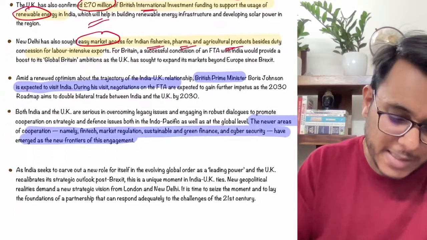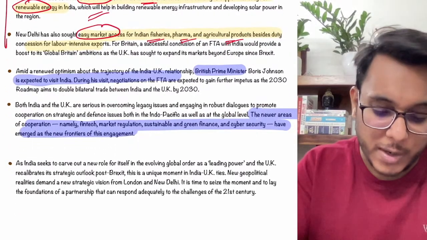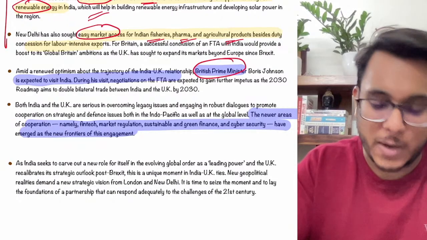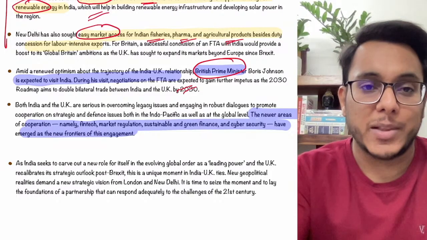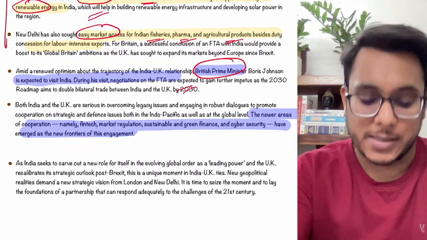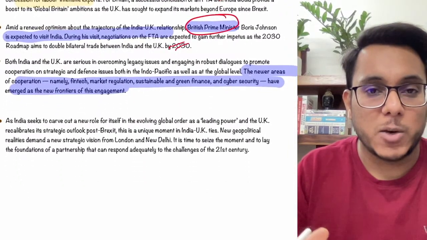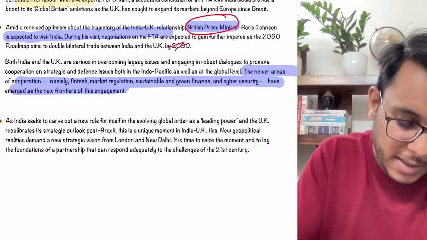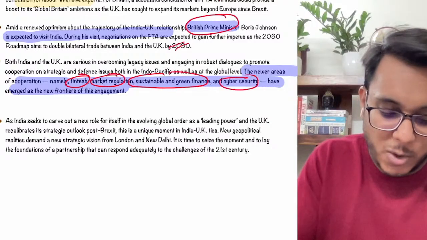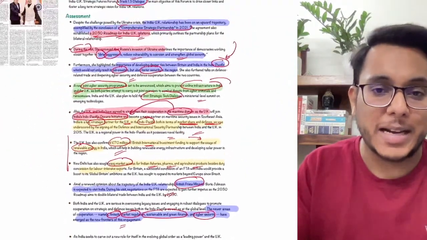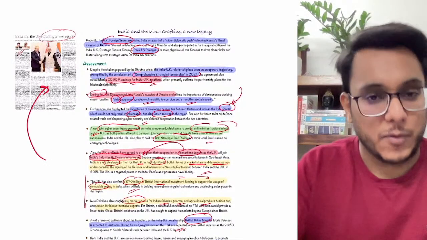Fine. Moreover, understand, guys, as all these things have already happened, the UK's Prime Minister will also be coming soon to India, and how more meaningful, deeper relations can be built between India and the UK will be discussed. Now, guys, moving further, there are many new areas between India and the UK that can be explored. These new areas are fintech, market regulation, sustainable and green finance, and cyber security. Some of these new areas will probably be discussed when the UK's Prime Minister visits India.